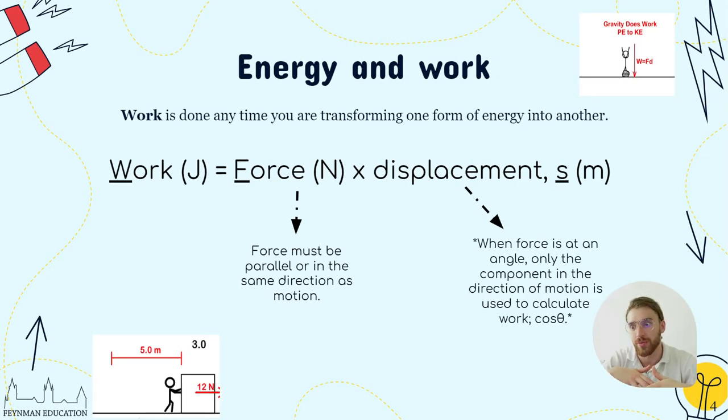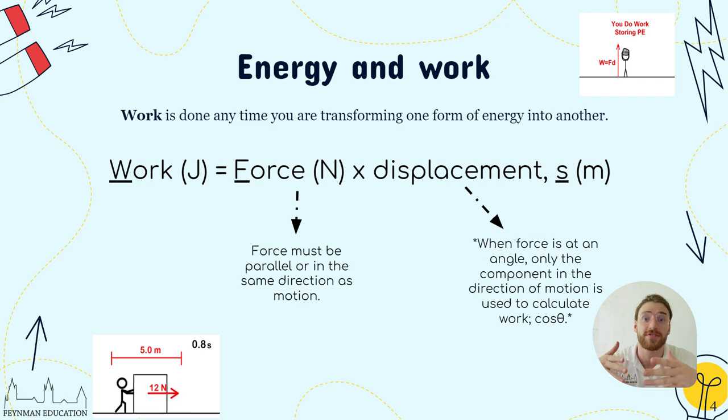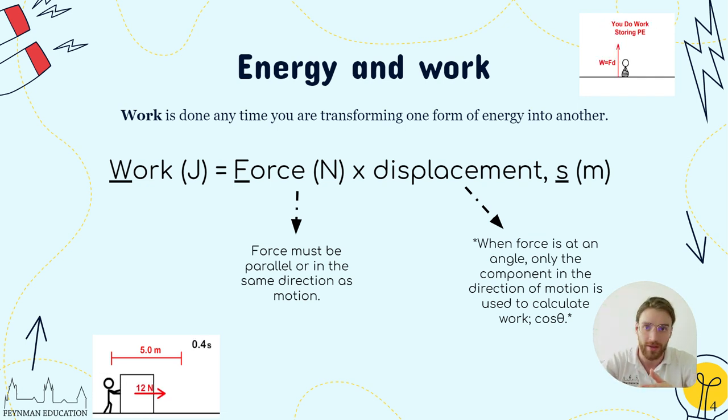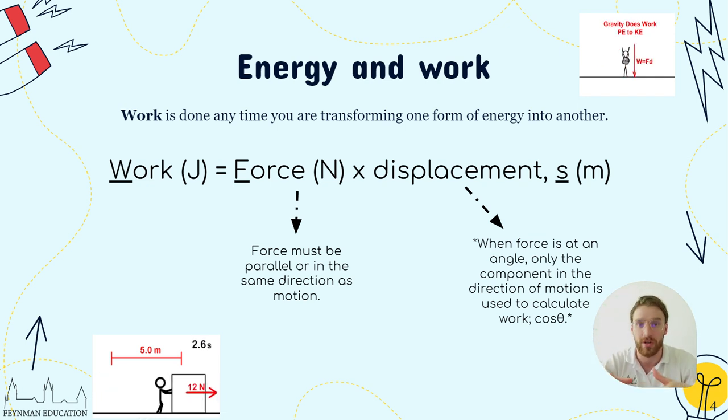As I said earlier, when we transfer energy from one form to another, we say this is work. So work is done when energy is being transformed. And there's an equation for work and how to calculate it. Work is measured in joules, and it equals the force in newtons multiplied by the displacement, how far the object is moved from its original position.